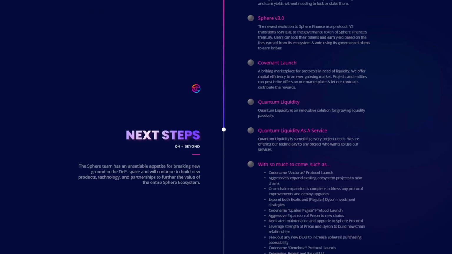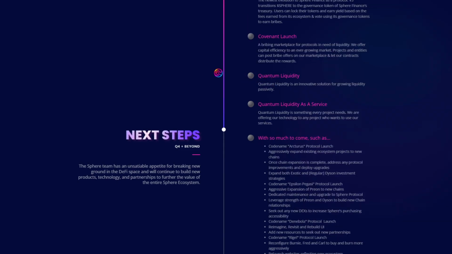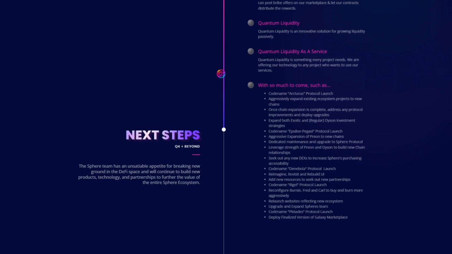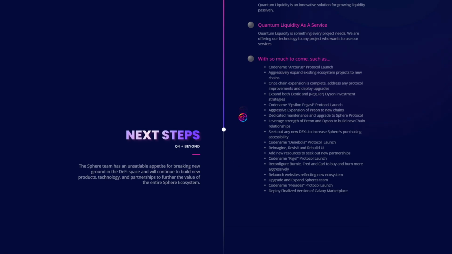Covenant will make those bribes more capital efficient both for Spherians and for projects in need of liquidity. Quantum liquidity and quantum liquidity as a service, innovative solutions for passively growing liquidity, will also be revamped. And there is significantly more that is yet to come.